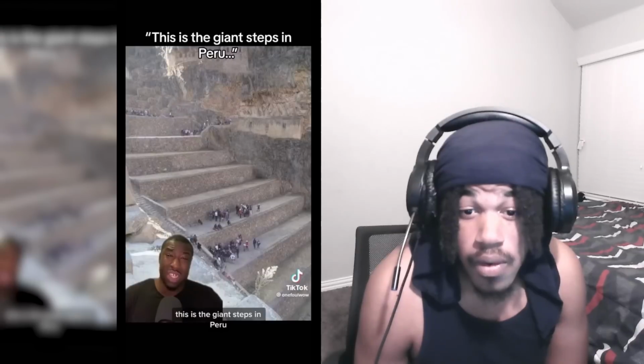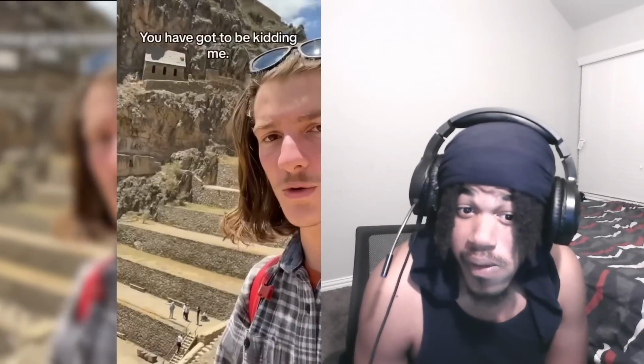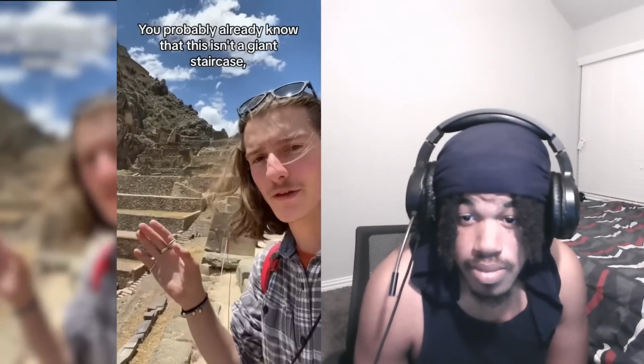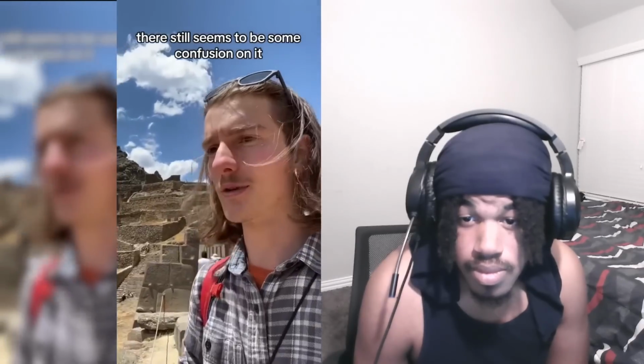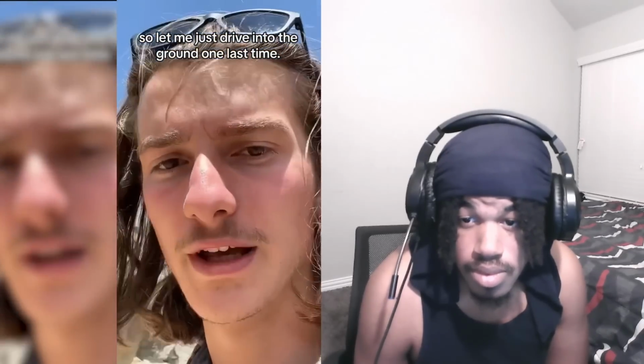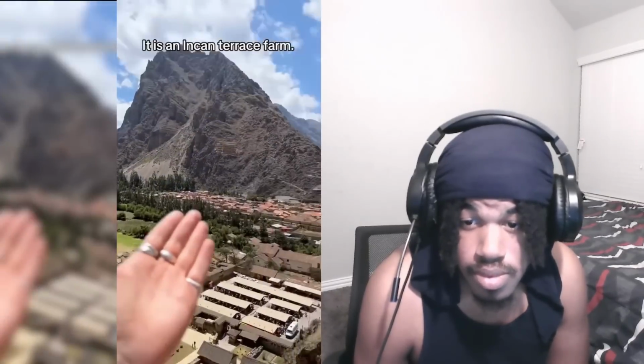It's the giant steps in Peru. You have got to be kidding me. You probably already know that this isn't a giant staircase. There still seems to be some confusion on it, so let me just drive it into the ground one last time. This is Ollantaytambo. It is an Incan terrace farm. Milo, it looks like stairs.